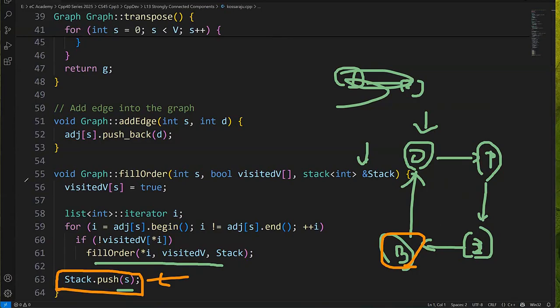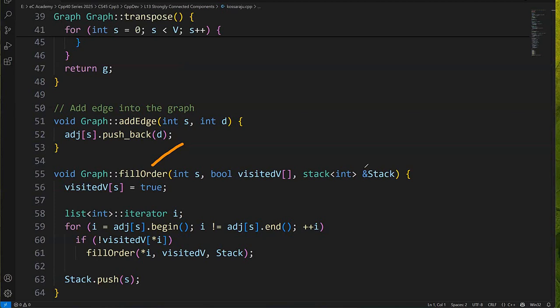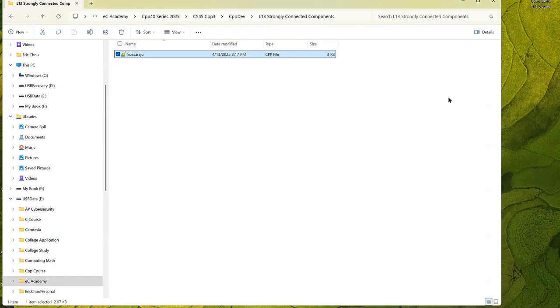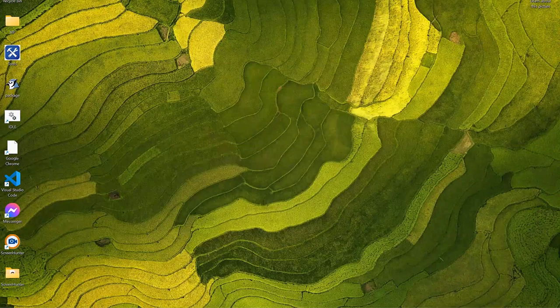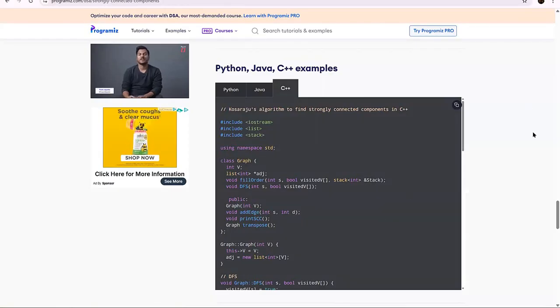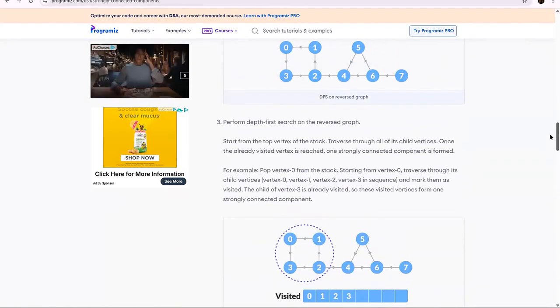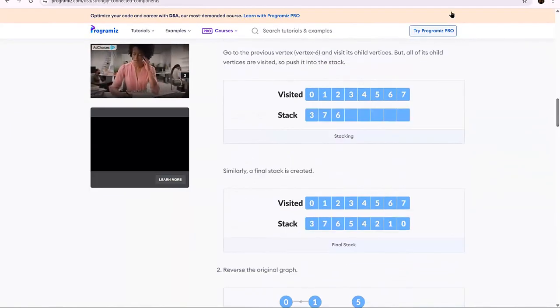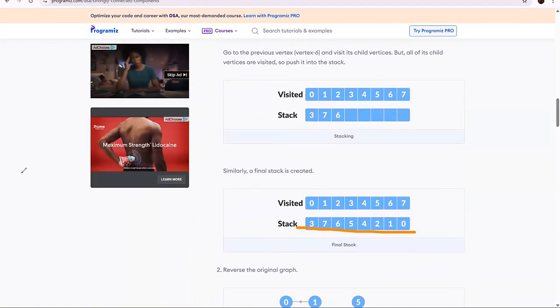By doing that, this fill order will fill the vector stack with the nodes that have already been visited, and it will be in depth first order. So this will eventually fill up your stack in the reverse order. That's the purpose of this fill order one.